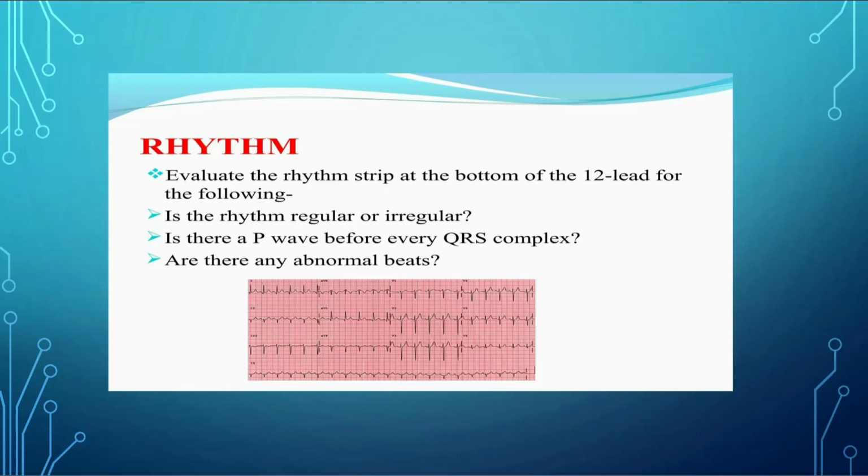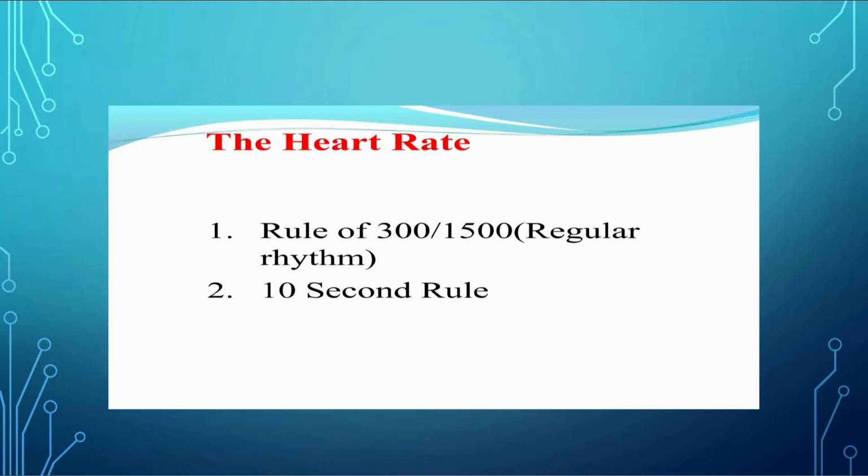So you have to check whether the rhythm is regular, and whether the P wave is followed by a QRS complex. You have to check. So that is how you should check for the rhythm. Now, heart rate. So, how will you calculate the heart rate? So, rule of 300 or 1500, or the 10-second rule.